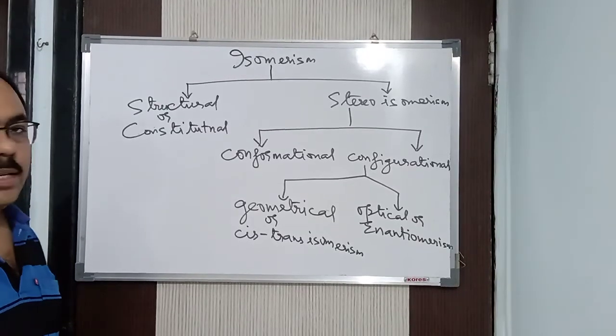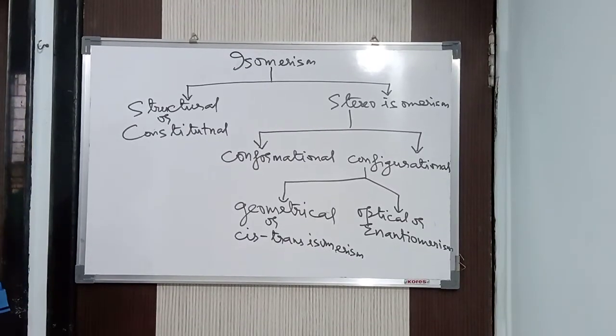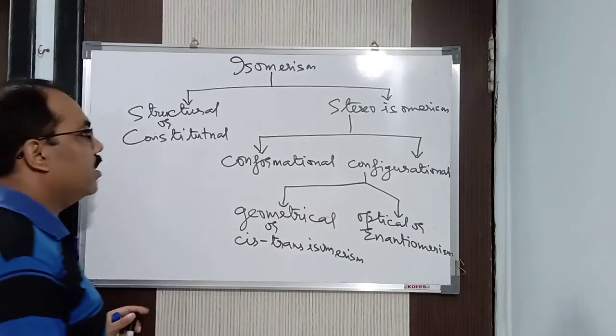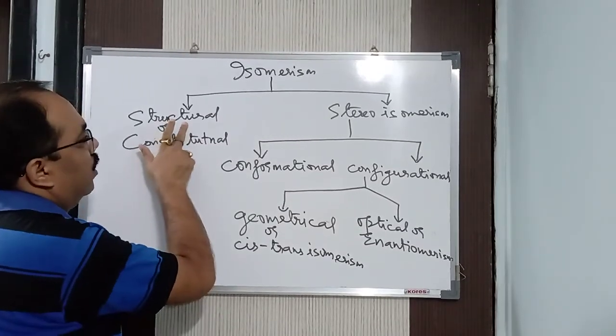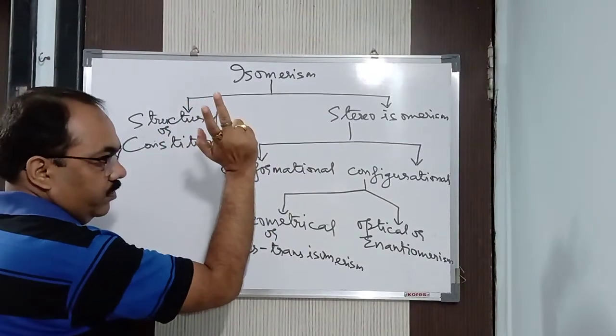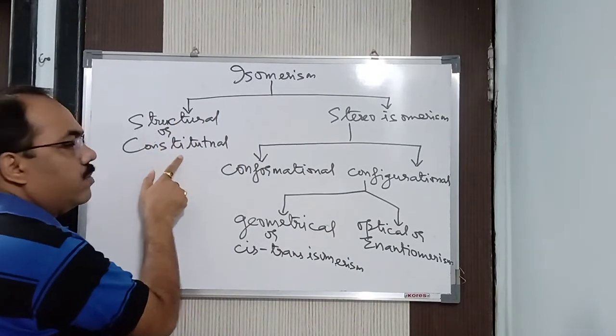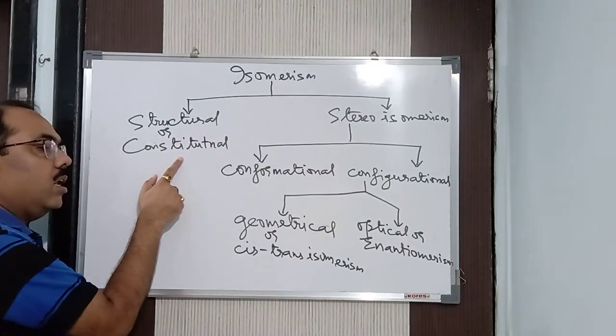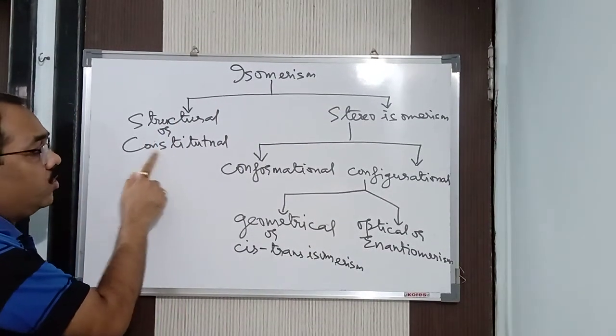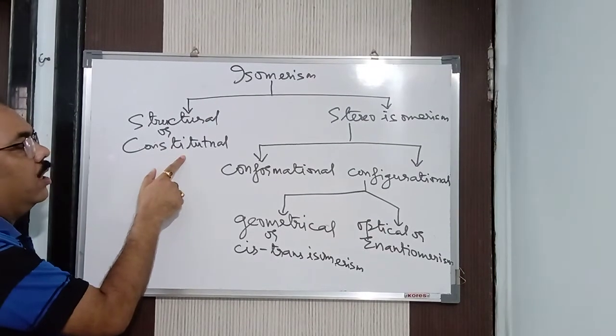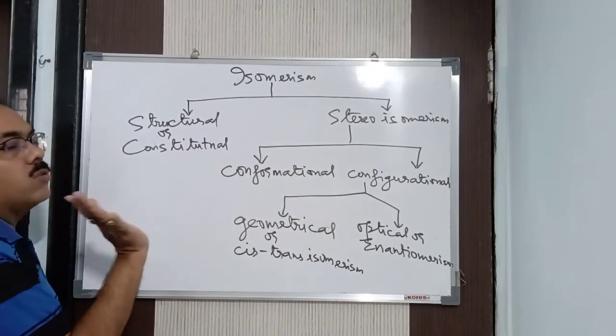So students, we will study isomerism today. In the regular classes you have studied that isomerism has two types, that is structural and stereo. Here structural isomerism is also called constitutional isomerism.